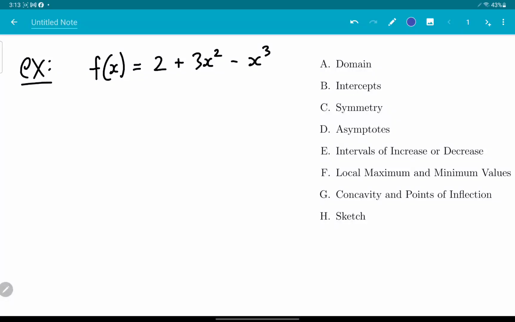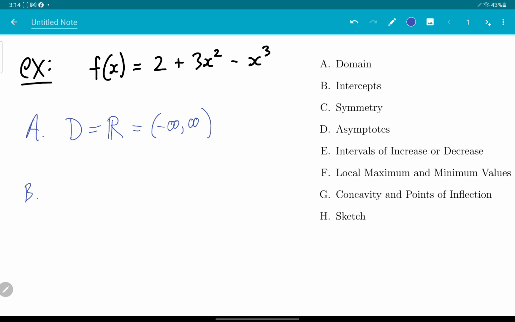Okay, here we go. Let's give a full sketch of this function here, starting with part A, domain. Domain, I'm asking what x's am I allowed to plug in here? And the answer is all of them. Okay, polynomial, there's no restrictions there. So domain is, you could write the real numbers, or you could write it in interval notation. It's up to you.